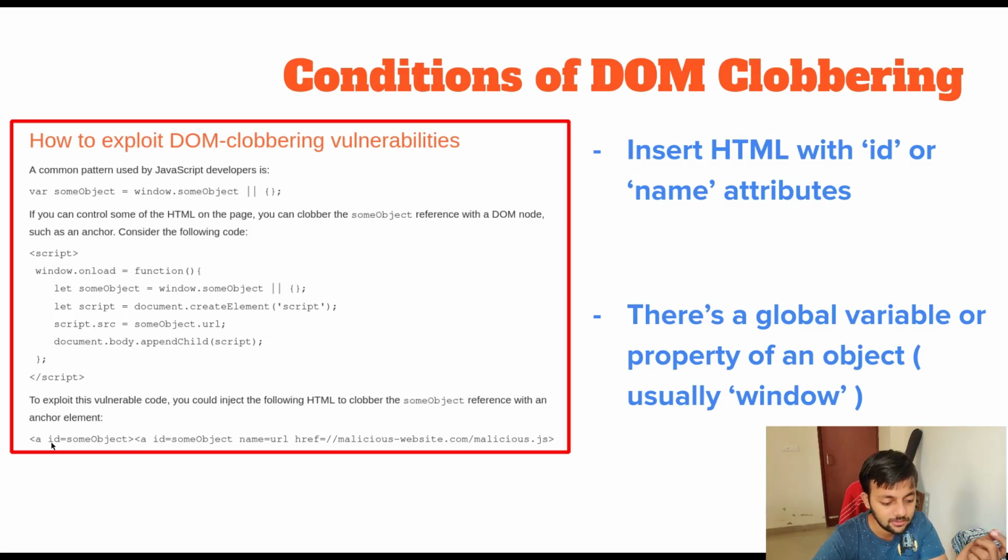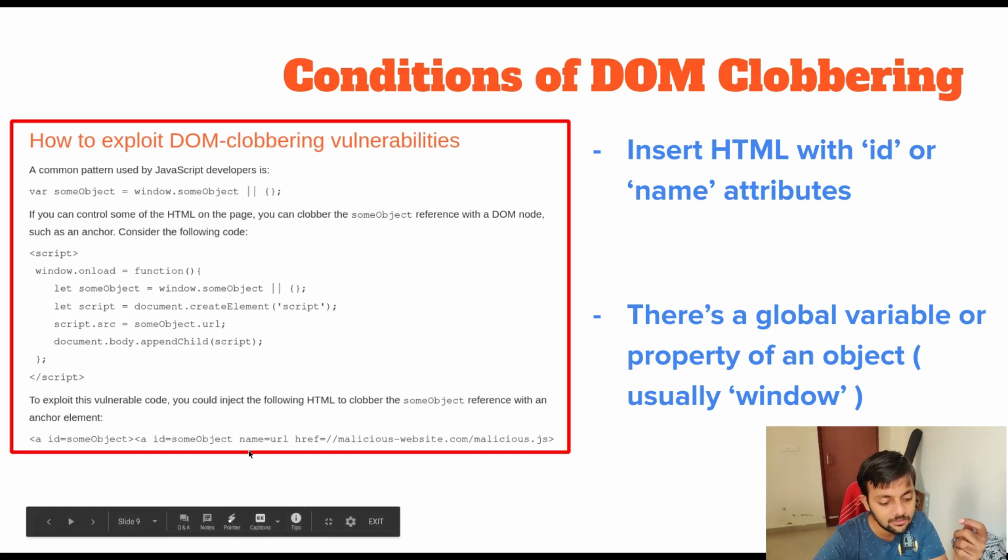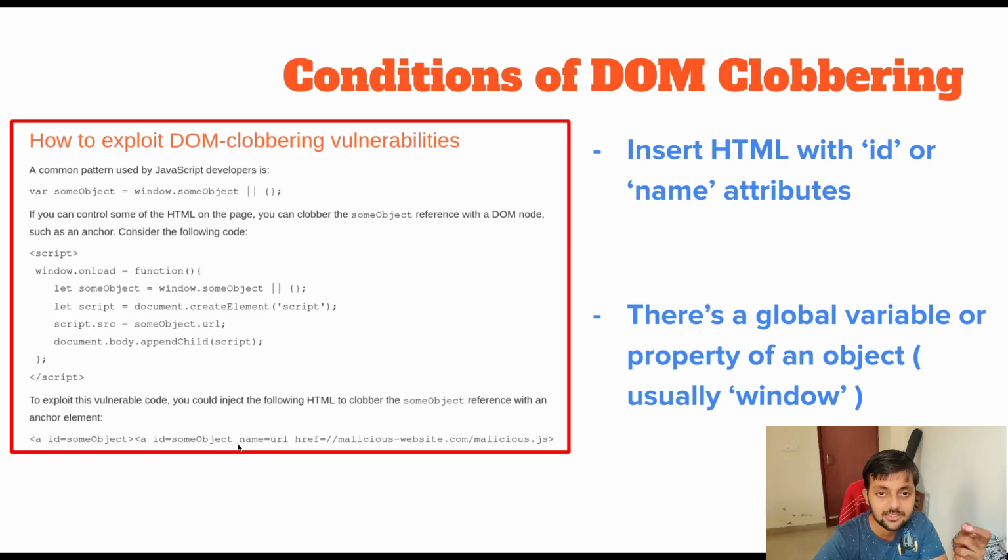Here we have used two anchor tags. Both have the same ID as the global object, someObject. In the second anchor tag, you could see there's a name attribute, whose value is the same url as it is used here in someObject.url. And then the href is the malicious JS file. So you could see the similarity among the two.